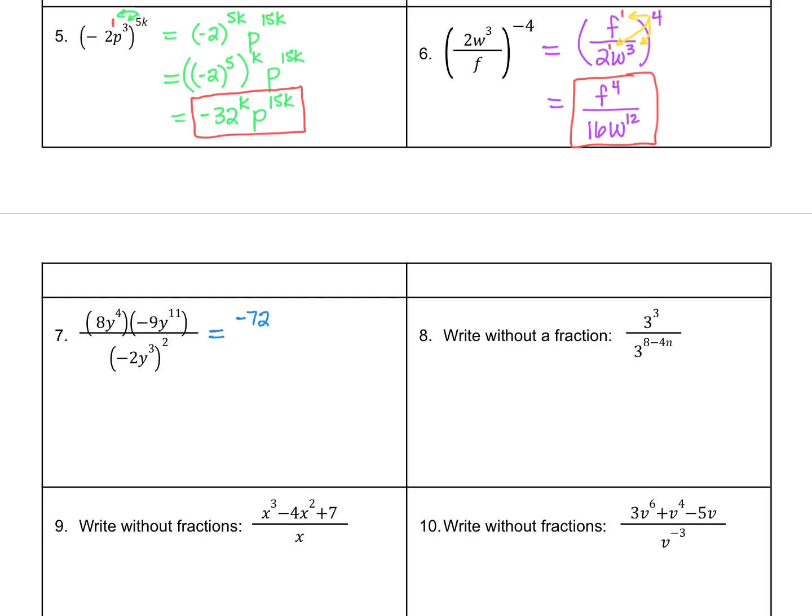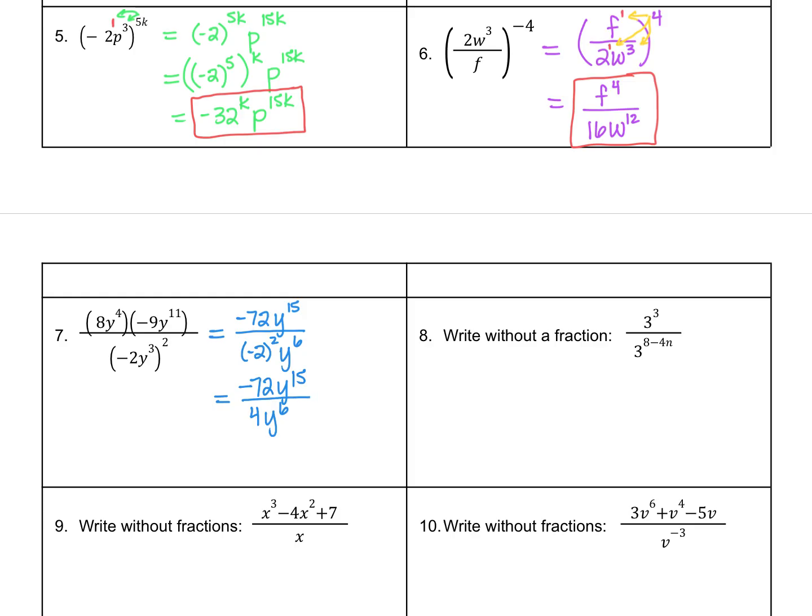And y to the 4th power times y to the 11th power is going to be y to the 15th power. And then we have to raise everything in the denominator to the power of 2. So we're going to have -2 squared, and then y to the power of 6. We know that -2 squared is -2 times -2, which is a positive 4. So we're going to have 4y to the 6th power in the denominator, and -72y to the 15th power in the numerator.